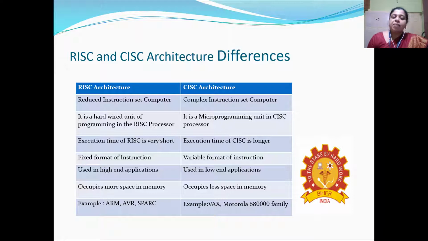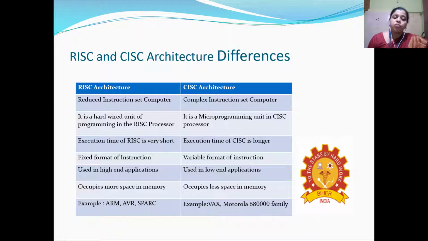Then the main application: RISC architecture is used in high-end applications. High-end applications in the sense of image processing, video processing, and telecommunication systems, where we go for this RISC architecture. Whereas CISC is used in low-end applications, like providing security, home automation or home security systems, where we go for the CISC architecture.